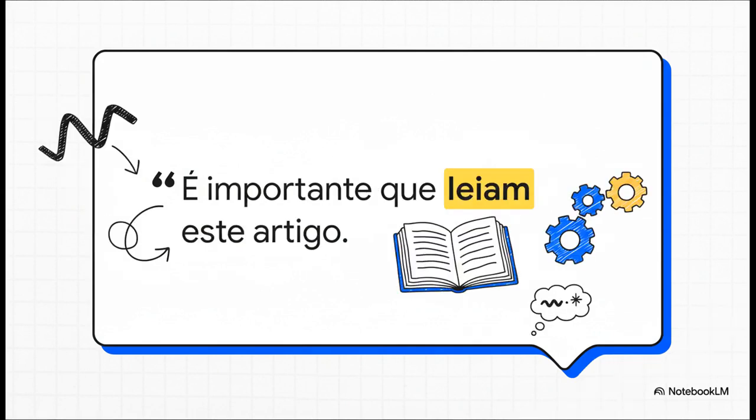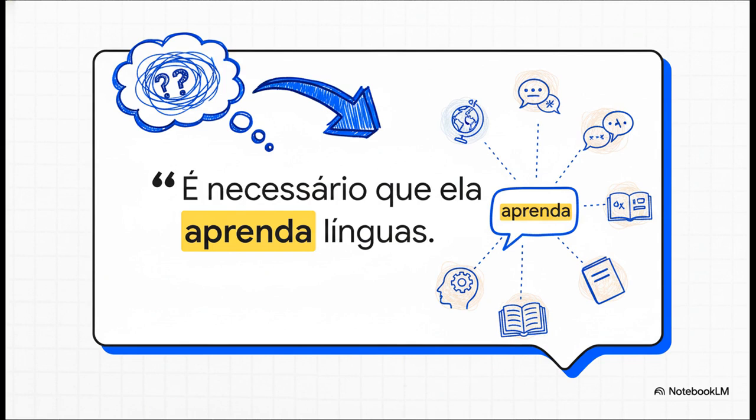Here we go again. See the trigger? É importante que. And what does it cause? The verb ler becomes leiam. You're seeing the pattern now, right? Trigger, then subjunctive. It's that simple. And another one. That trigger, é necessário que, basically forces the verb aprender to morph into its subjunctive form, aprenda. It's a really consistent cause and effect relationship.